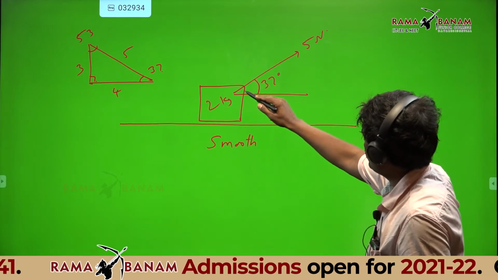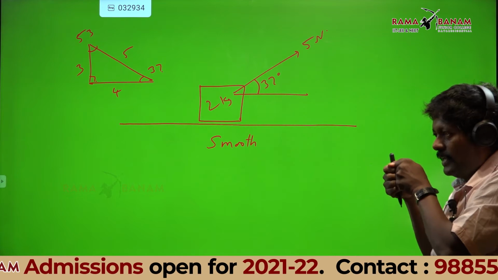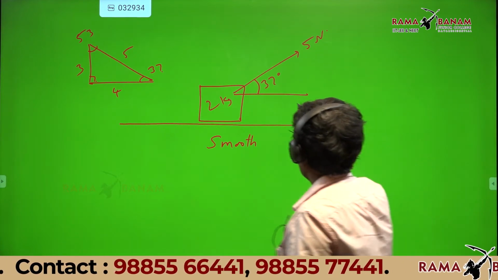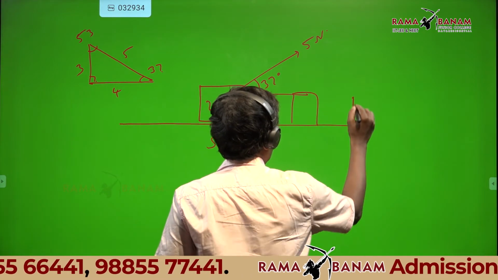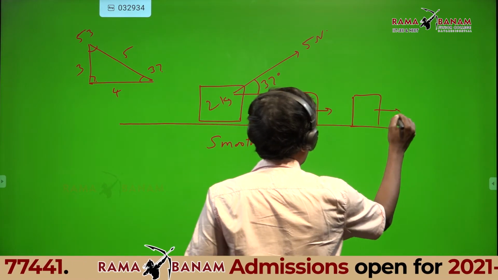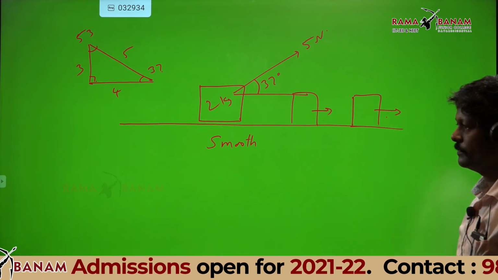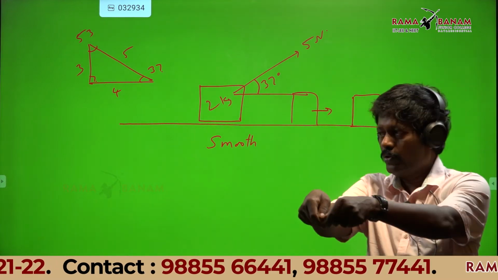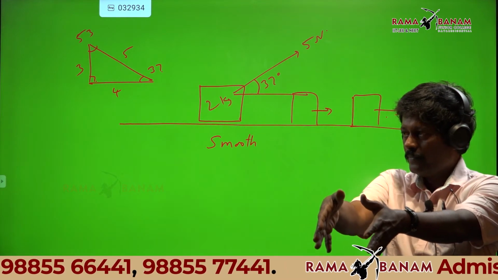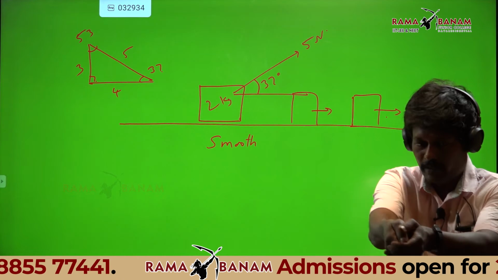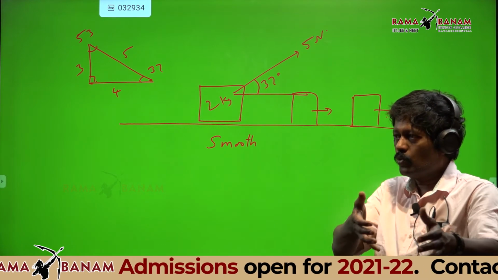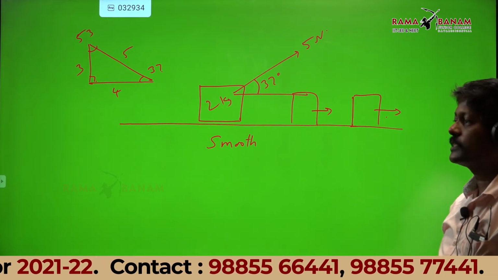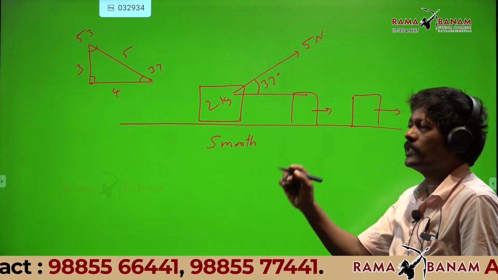Now, I am applying force 5 Newton upward at an angle. The 2 kg will go in this direction or will it go horizontally? Horizontally, yes, sir. Because you tie a stone, keep it on the floor, tie a rope to the stone and pull it at an angle of 37. The stone will come horizontally, but the force is at an angle. That means the displacement and force are not in the same direction.